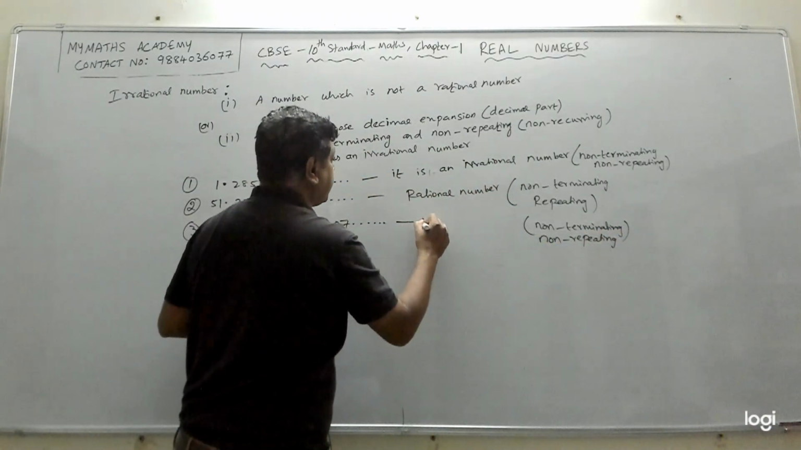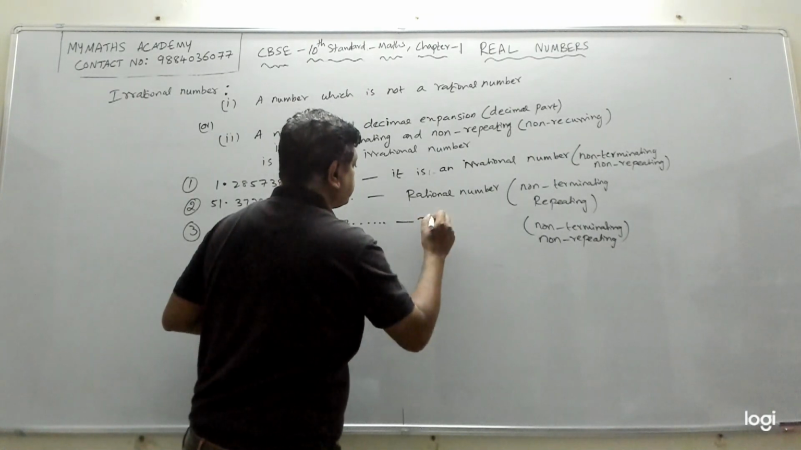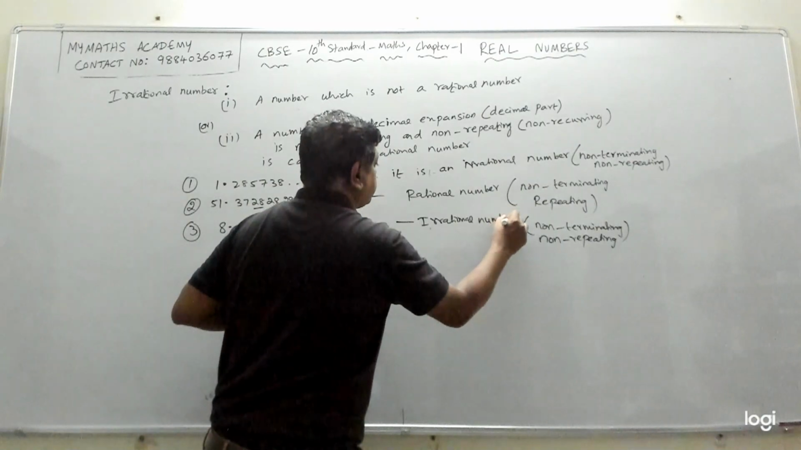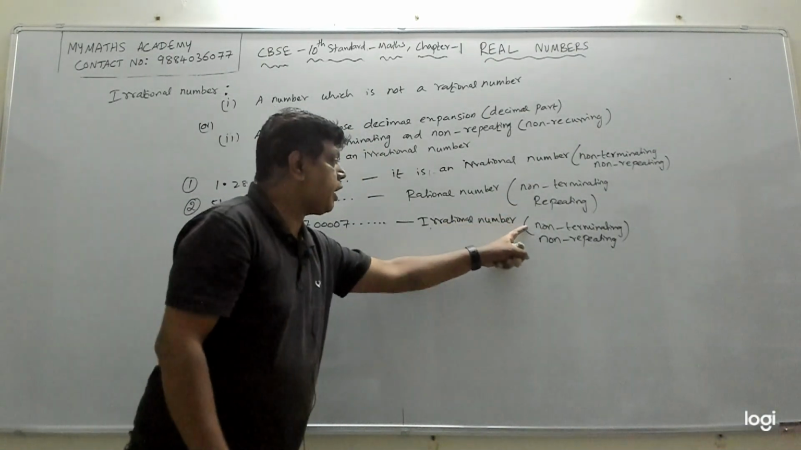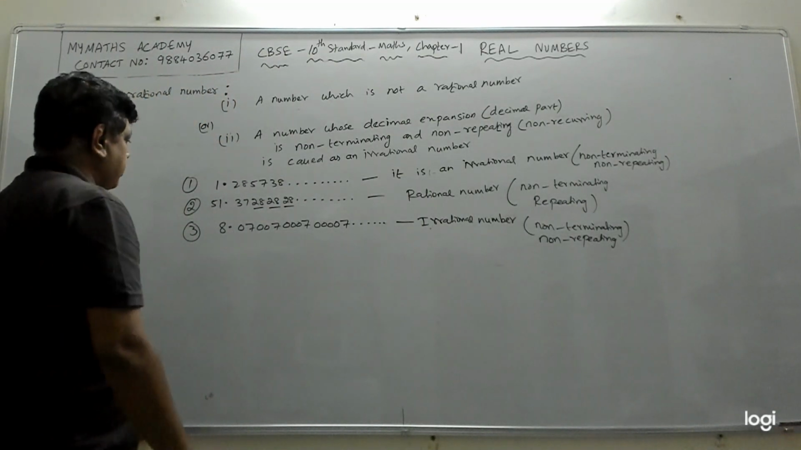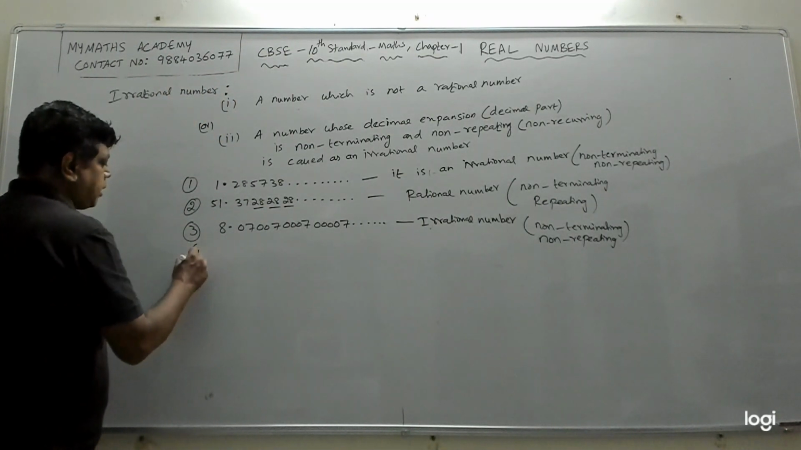Therefore, it is an irrational number, because it is non-terminating and non-repeating. Clear? Fine. The next one, let's take one more example.